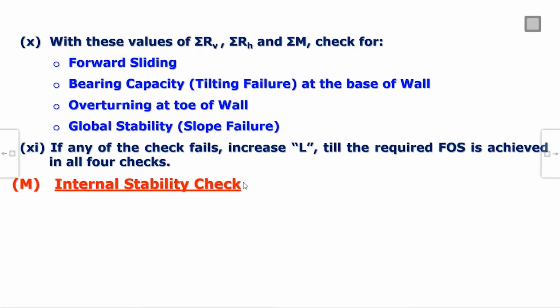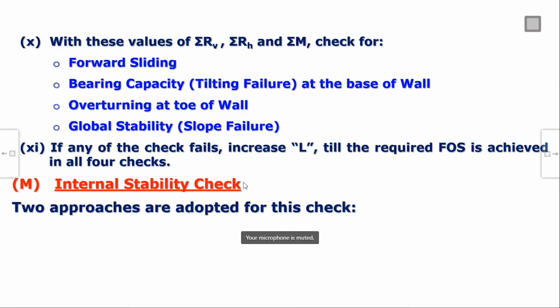Up to here, no question, no doubt. We can go to the internal stability check now. So now let us check internal stability first for the static condition, then for the dynamic condition.